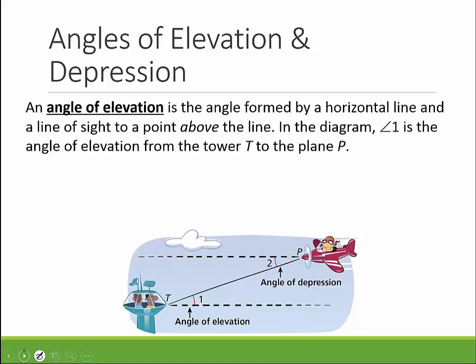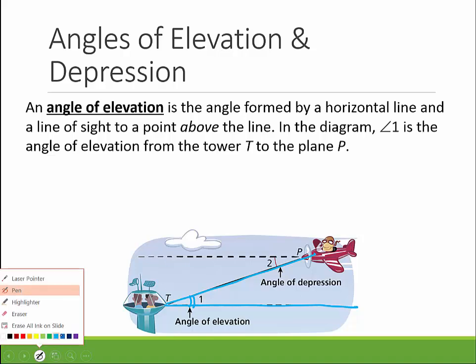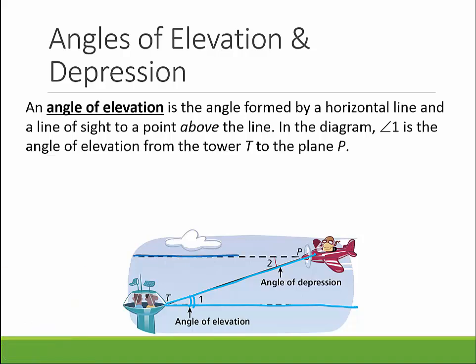So an angle of elevation is the angle formed by a horizontal line to a point above the line. So if you're sitting in this tower, this is your regular horizontal line of sight. If you look up at something, you just created an angle of elevation. Where if you're in this plane, this is your horizontal line of sight. If you're looking down at the tower, this is your angle of depression.